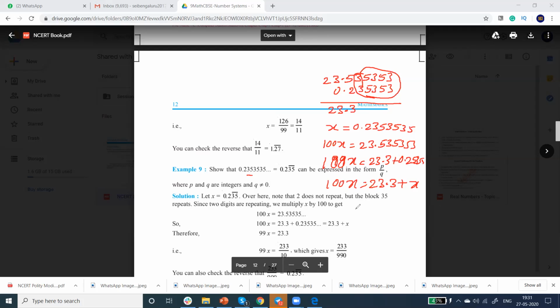Finally, 99x is equal to 23.3. What you can do is write 99x is equal to 233 by 10. So x is equal to 233 by 10 into 99, which means 990. Hope you understood. Any doubt? No, sir.